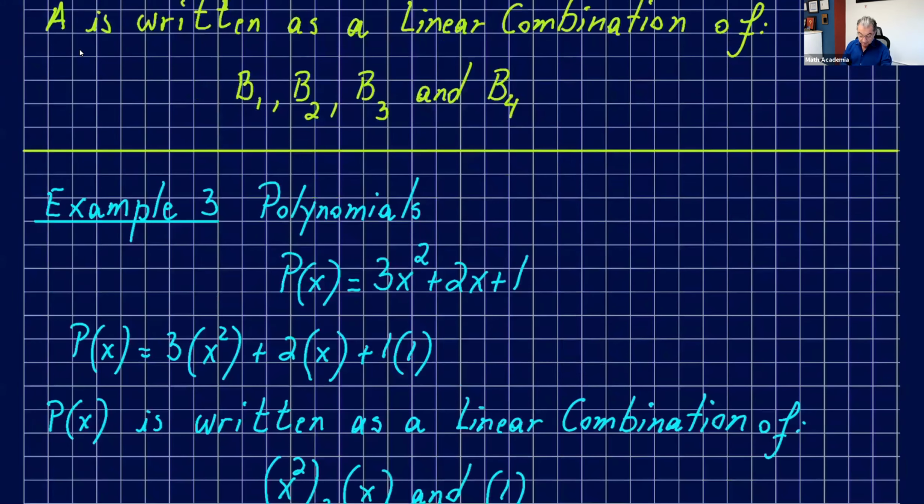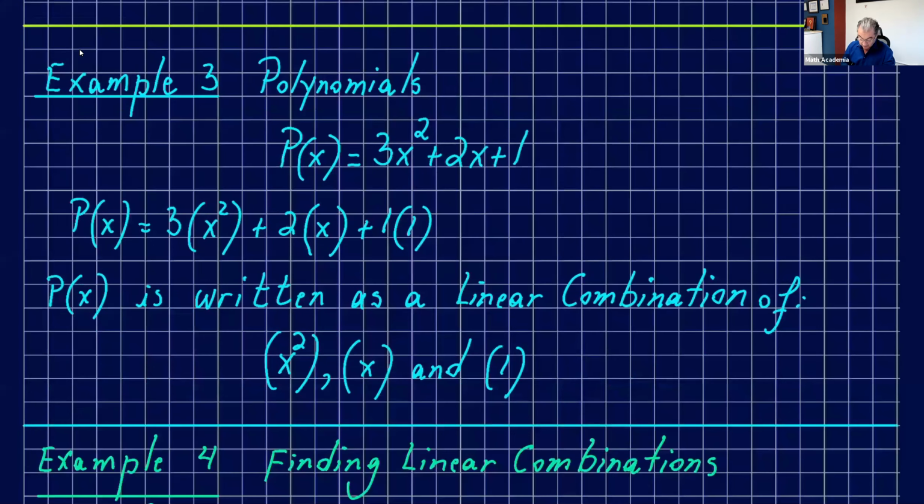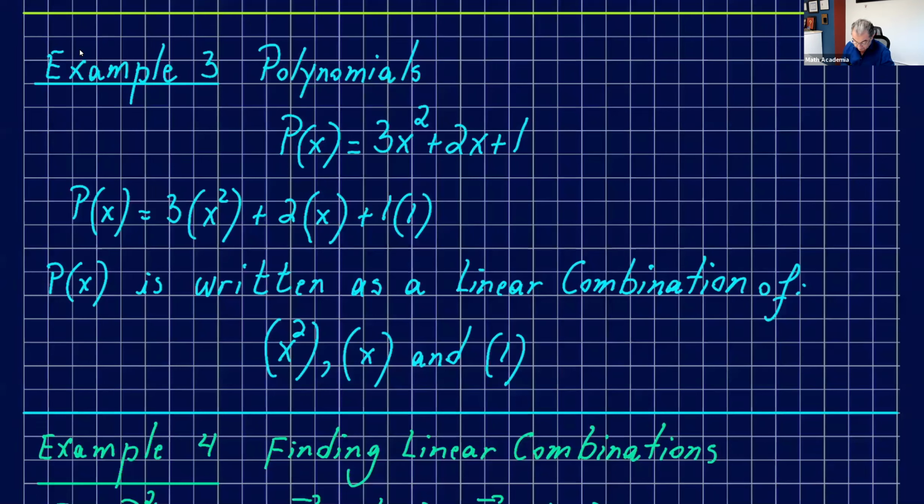Another example with polynomials, if I have this polynomial, or this is a quadratic function, p of x is 3x squared plus 2x plus 1. p of x can be written as 3 times x squared plus 2 times x plus 1 times 1. So we said p of x is written as a linear combination of x squared, x, and 1. So these work for all the vector spaces we learned in the last video.